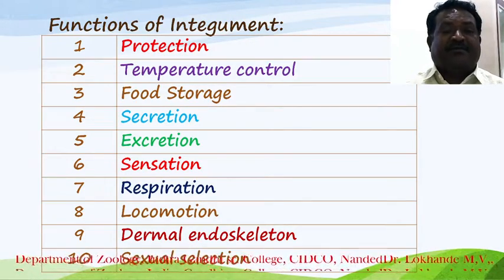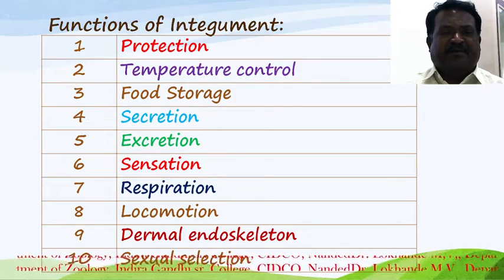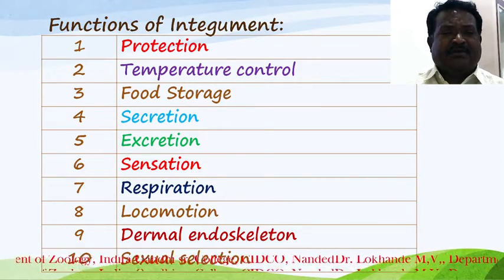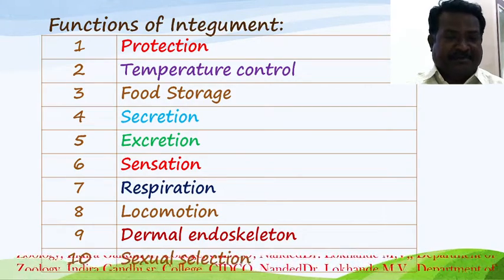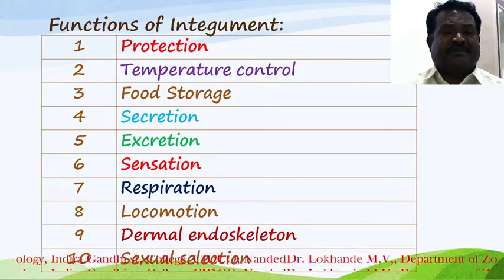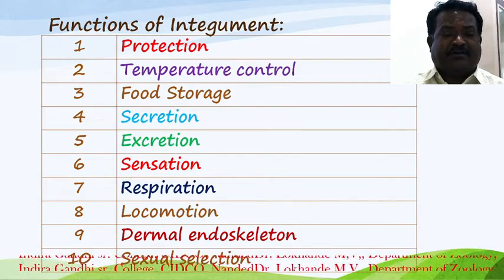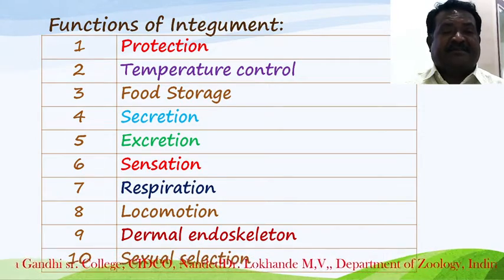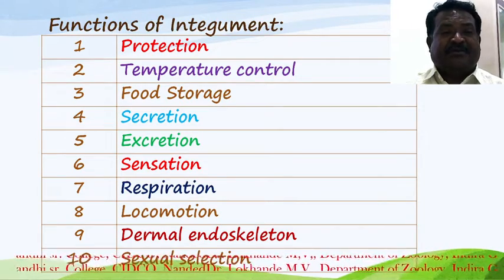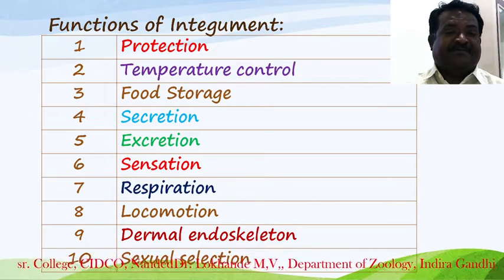The third function is food storage. A number of animals store food through the skin in different vertebrates. The fourth is secretion. You know that the dermis layer contains sweat glands or mucus glands. They secrete fluids, and this secretion is done by the integument, or the skin.